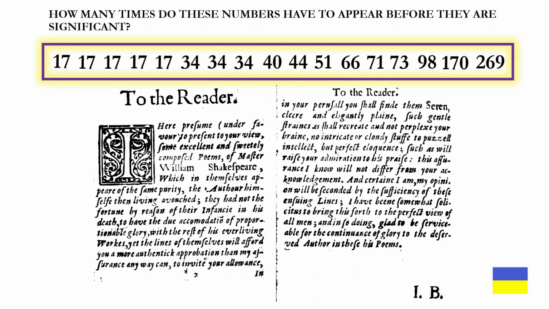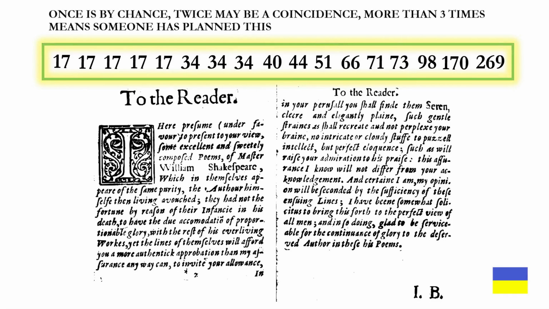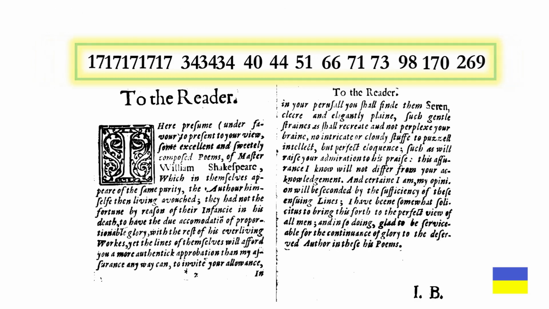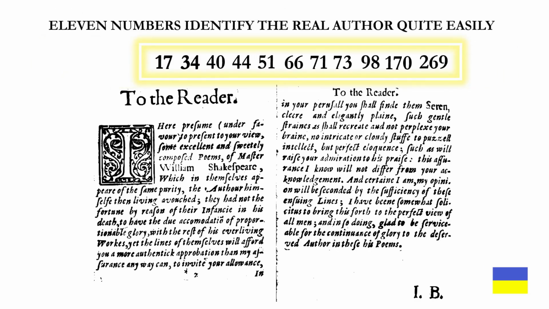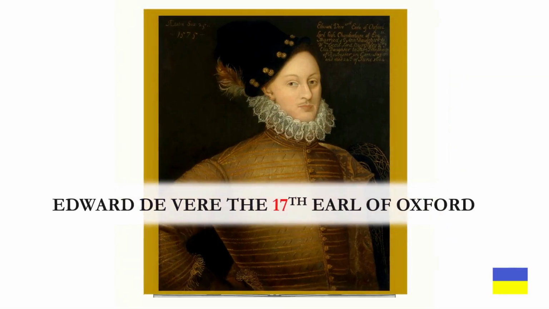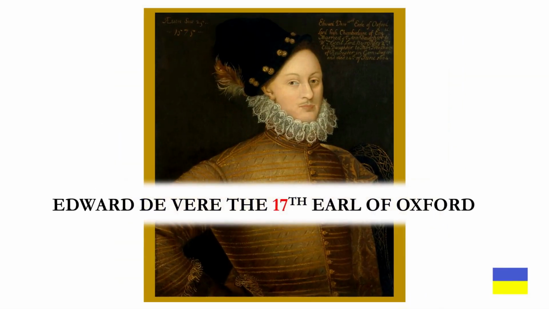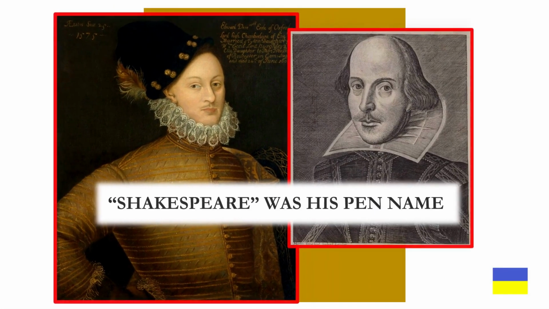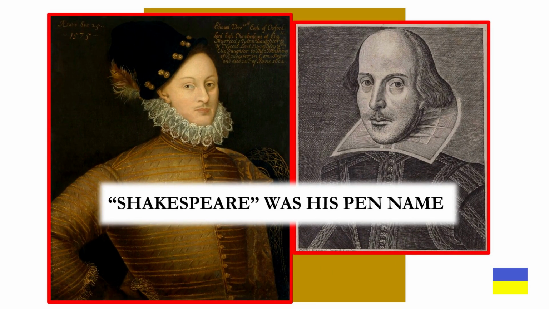How many times do these numbers have to appear before they are significant? Once is by chance. Twice may be a coincidence. More than 3 times means someone has planned this. 11 individual numbers identify the real author quite easily. Edward de Vere, the 17th Earl of Oxford. Shakespeare was his pen name.